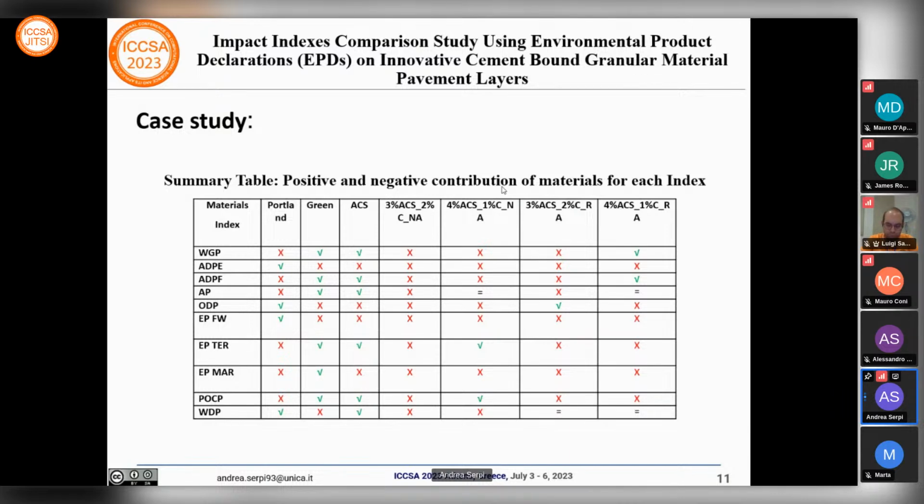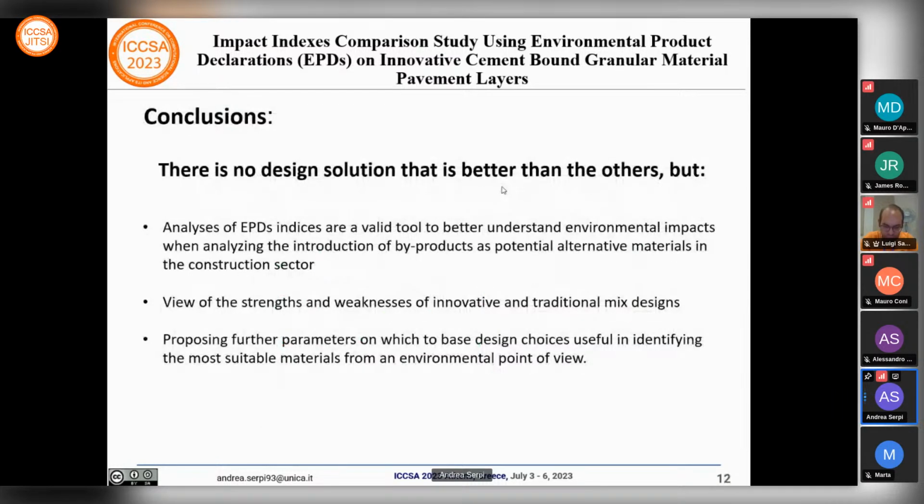But there are also traditional solutions that in this case are better than the others. For example, for the second index, abiotic depletion potential of non-fossil resources, and eutrophication potential of freshwater, the Portland cement alone is the best solution. So in conclusion, there is no design solution that is better than the others, but analysis of environmental product declaration indexes are valid tools to better understand environmental impacts when analyzing the introduction of byproducts as a potential alternative material in the construction sector.